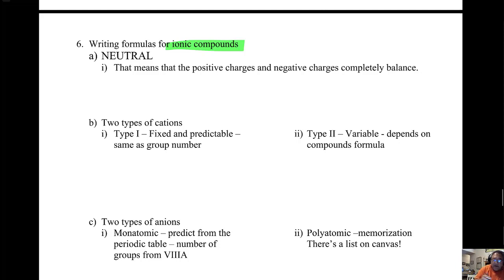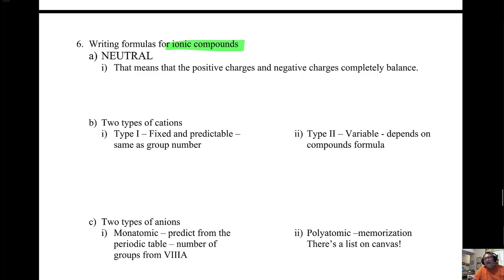Okay, so now what we're going to do is name ionic compounds. I highlighted it in green up there to make sure you understood. There's a big section on this, okay? Here's the most important thing to remember about ionic compounds: they're electrically neutral. Now, what does it mean to be electrically neutral?